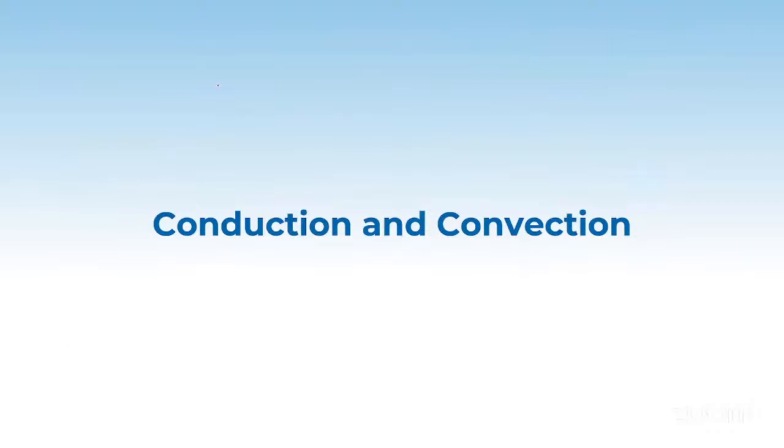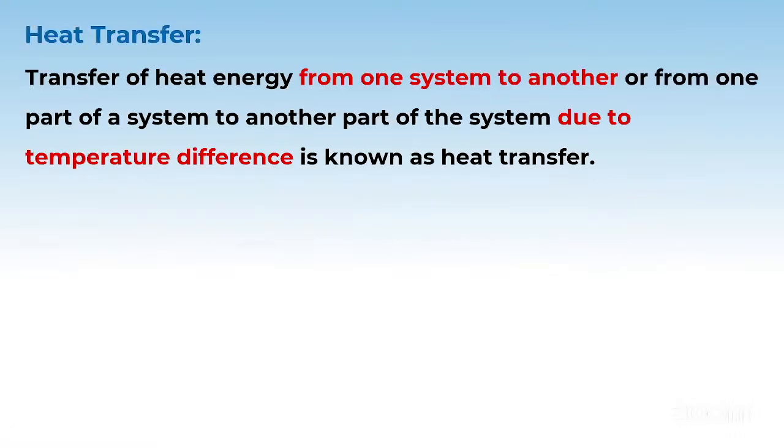Now we will be starting the chapter which is heat transfer. Heat transfer. हीट ट्रांसफर के तीन वेज़ हैं: कंडक्शन, कन्वेक्शन एंड रेडिएशन. ठीक है. अब हीट ट्रांसफर क्या है? ट्रांसफर ऑफ हीट फ्रॉम वन सिस्टम टू अनदर बिकॉज ऑफ द टेम्परेचर डिफरेंस इज नोन एज हीट ट्रांसफर. ठीक है. This is a very simple definition we can acquire.